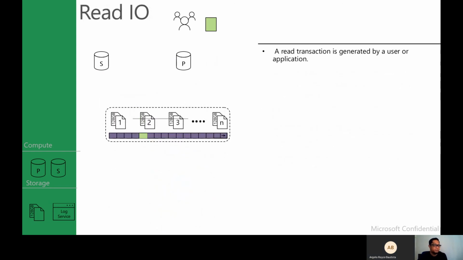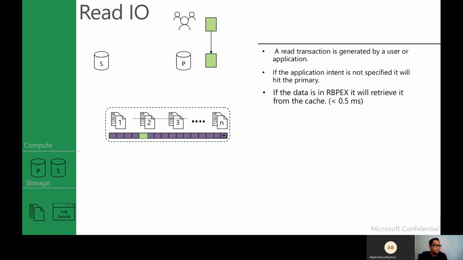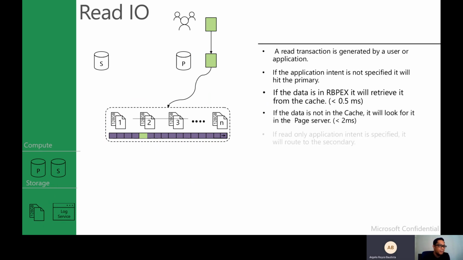If you do a read transaction, it will hit your primary if there's no application intent specified. If the data is in the buffer pool, in the RBPX, it can retrieve it within 0.5 milliseconds, and that's the end of the journey. If it's not in the cache, then it will go to your page servers, but it won't hit your actual data files. It will hit the RBPX on the page server where the data is. So it's still less than 2 milliseconds.